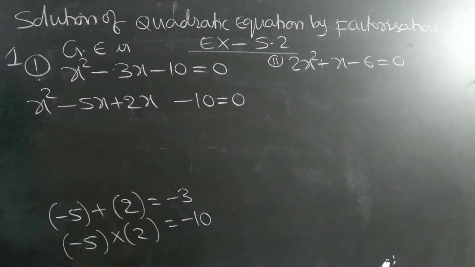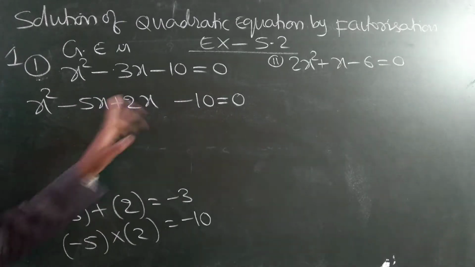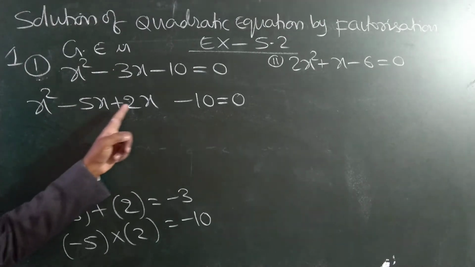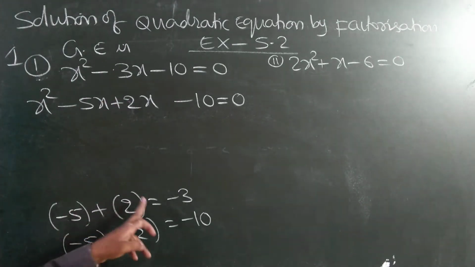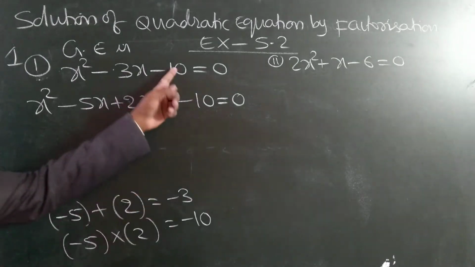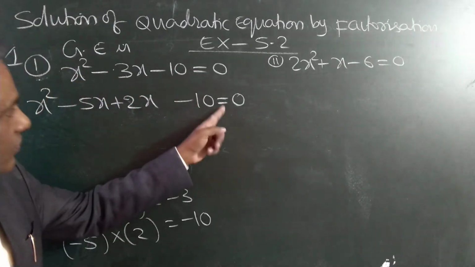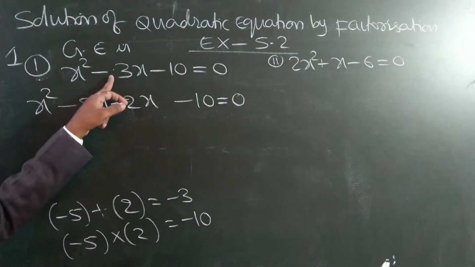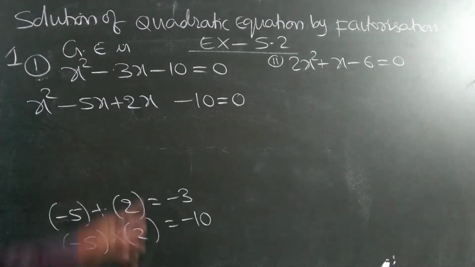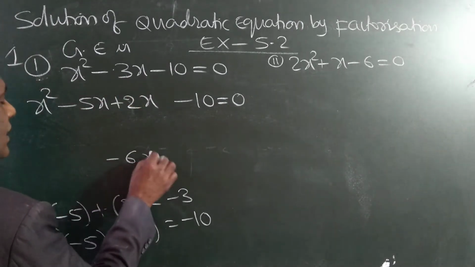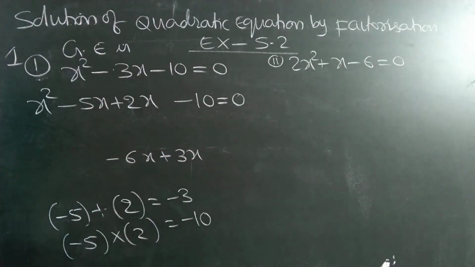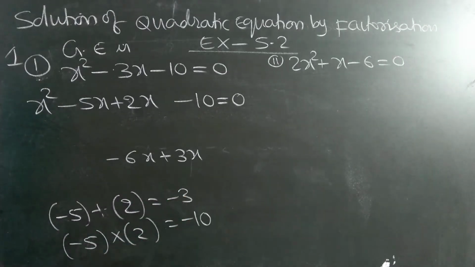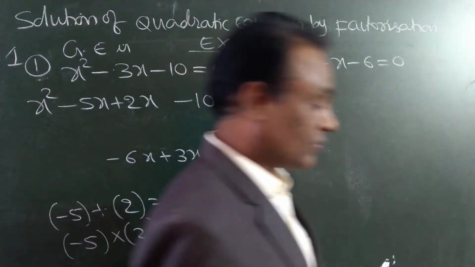So minus 3x is written as minus 5x plus 2x, since x is there, you write x for both. Last one same, first one same, equal to 0 same. This should be split into two numbers, sum minus 3, product minus 10. You can write minus 6x plus 3x also. Minus 6 plus 3 is minus 3, but minus 6 into 3 is minus 18, not minus 10. The product should be minus 10. In that way, you have to choose the numbers.